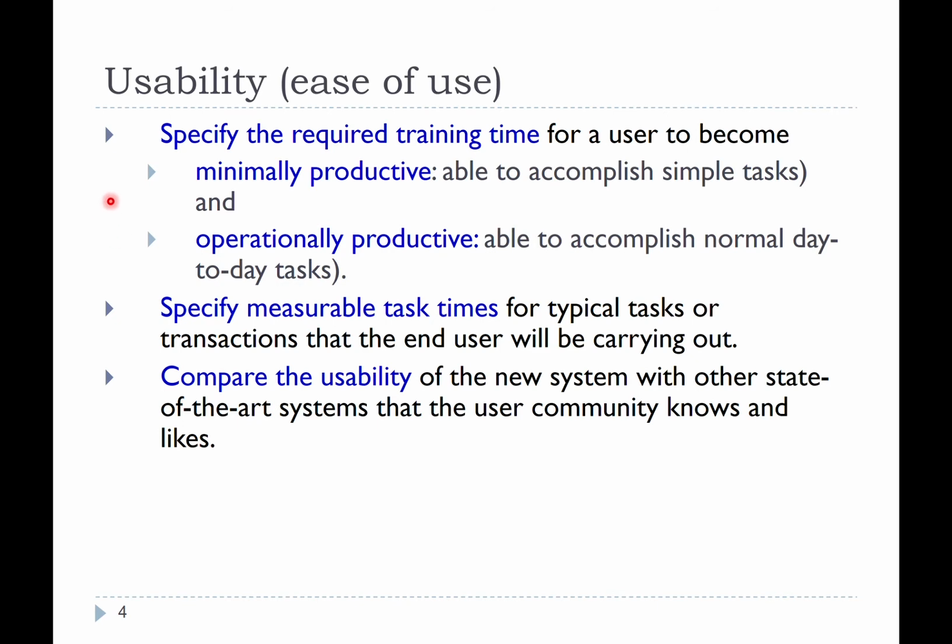So one of the ways to see how usable a software is, you measure how much time people take in order to perform those minimally productive tasks or just the operational tasks. Okay, for example, if I ask you to set an alarm on your phone and then I time you, how long does it take you to do that? Okay, if it takes you an hour, that's probably too long. All right.